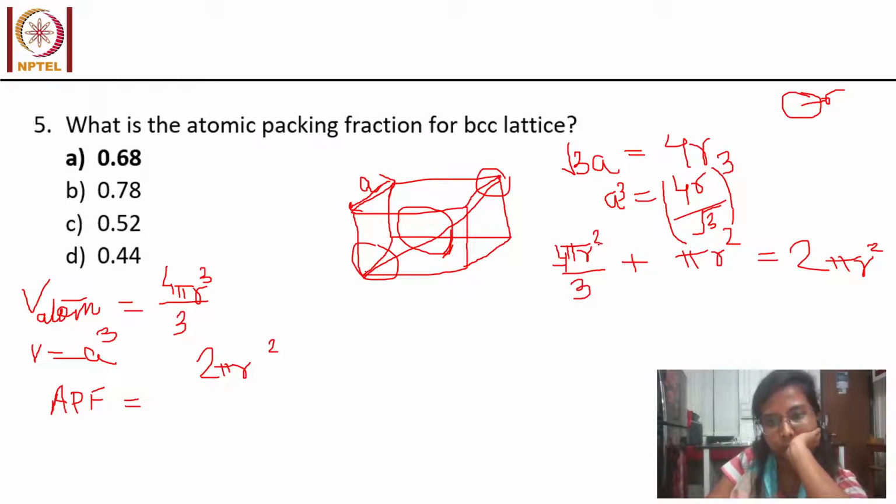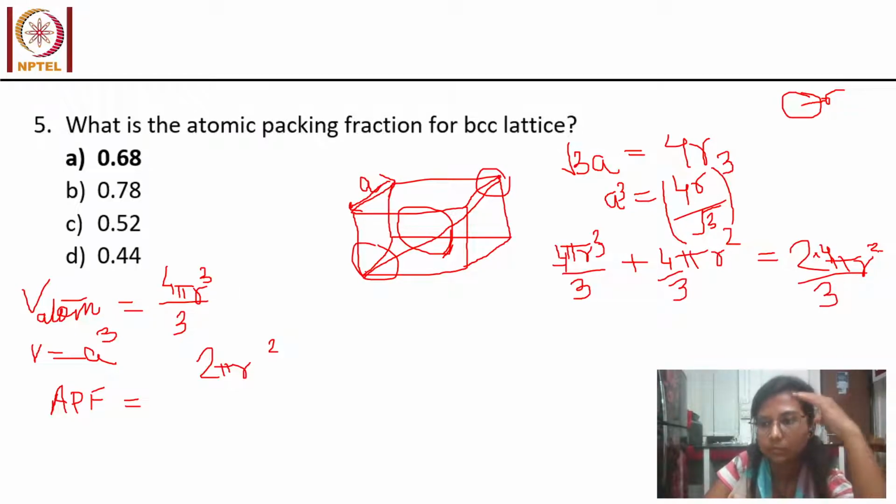By 4/3 πr³, because the volume of the central atom is a whole 4/3 πr³. So if you combine it, this is just 2 times 4/3 πr³. So atomic packing factor will be the ratio of the volume occupied by the constituent atoms.